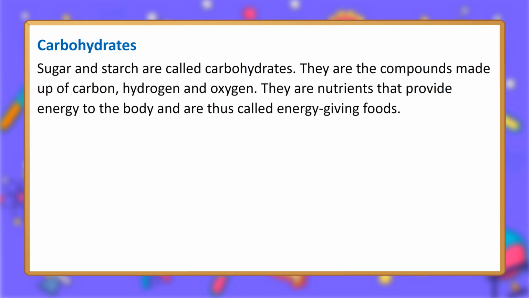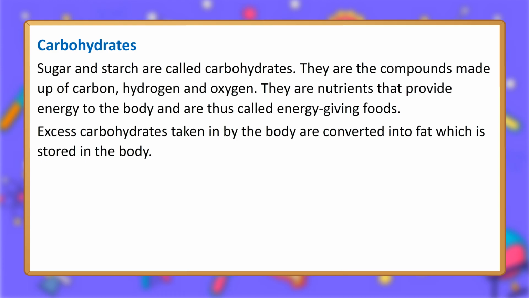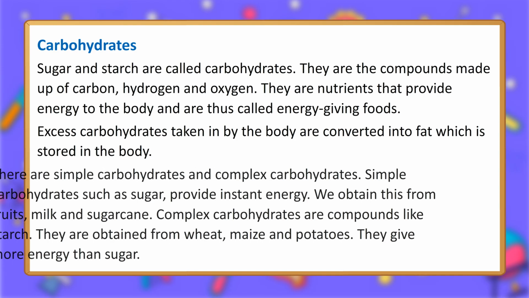Carbohydrates. Sugar and starch are called carbohydrates. They are compounds made up of carbon, hydrogen and oxygen. They are nutrients that provide energy to the body and are thus called energy-giving foods. Excess carbohydrates taken in by the body are converted into fat which is stored in the body.